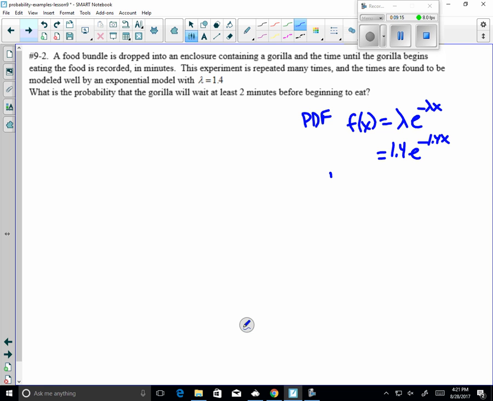So if you look at what that would look like, if I looked at different values and their probabilities, the PDF versus x, it's an exponential with a negative here. It's an exponential decay. This is the probability model. So starting at 0, we won't get all the way to 0, and we could go to potentially infinite amount of time for the gorilla to wait until she begins to eat the banana. But what we're trying to find is the probability that we have to wait at least 2 minutes. So right here is a boundary at 2 minutes, and we're trying to find the probability to the right of that.